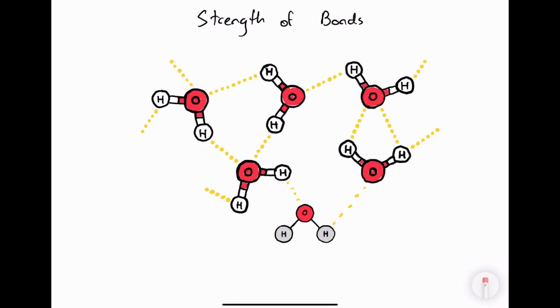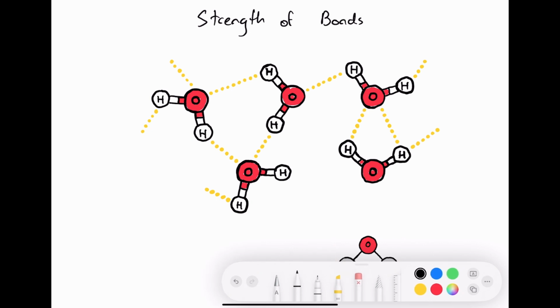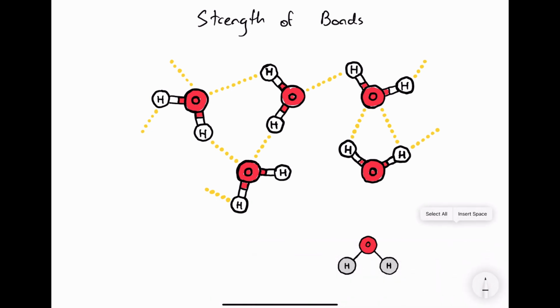In order to turn liquid water into a gas, energy is required to overcome the intermolecular forces of attraction between the water molecules. So now this water molecule has been separated and it can form part of a gas. However, as you can see, the covalent bonds between the oxygen and hydrogen atoms are unaffected. It's because the covalent bonds are very strong.